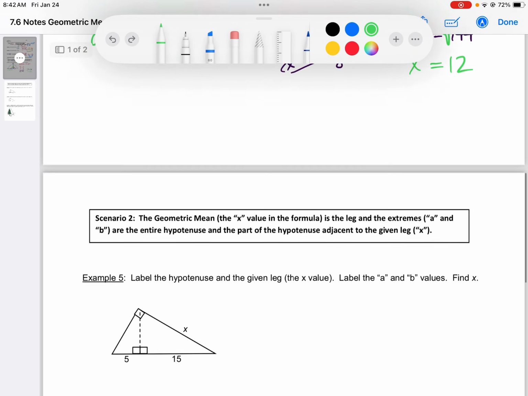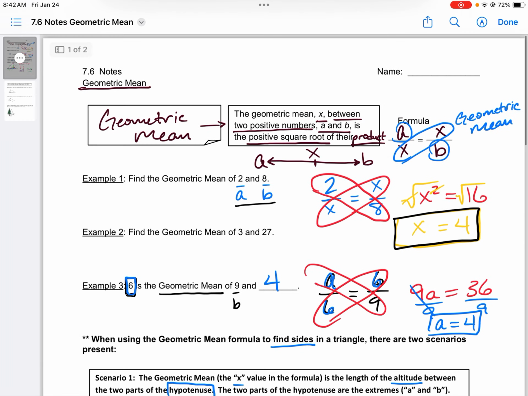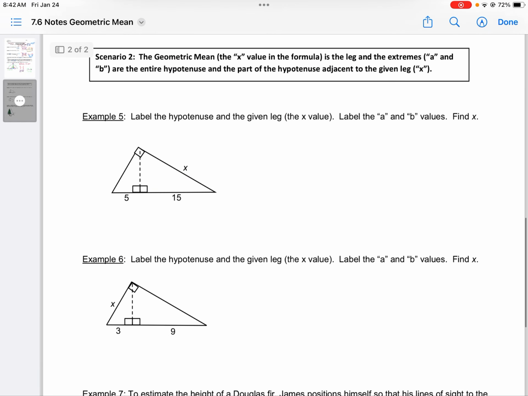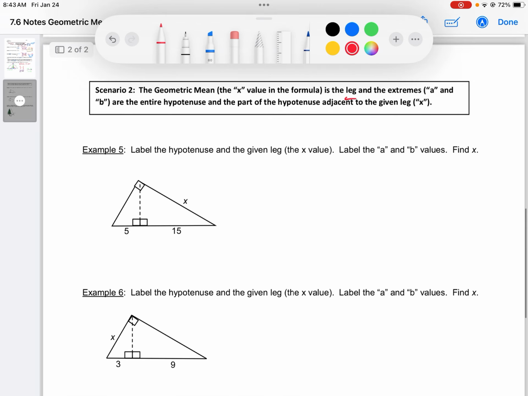The second scenario, like I said, I'm trying to move quick here. The second scenario is when we use the X as the leg, one of the medium sides of the triangle, if you will. We use it as the leg, and our A and our B are the entire hypotenuse, and the part of the hypotenuse adjacent to, that means next to, the given leg.